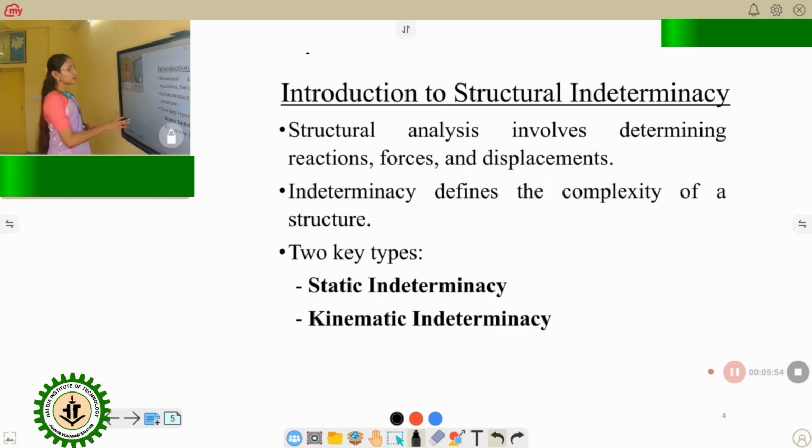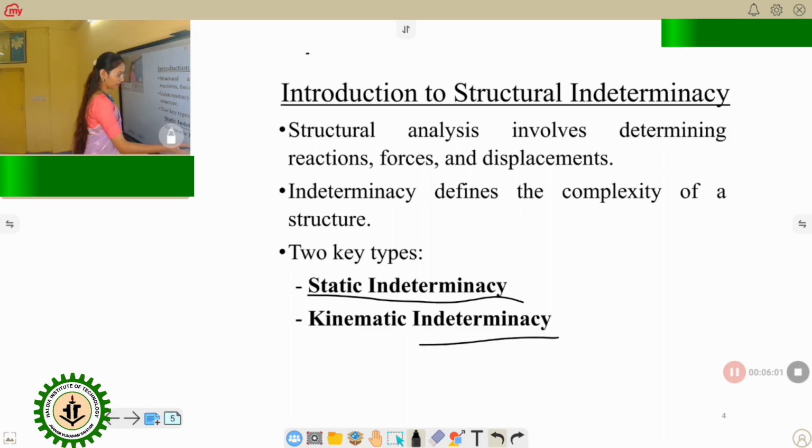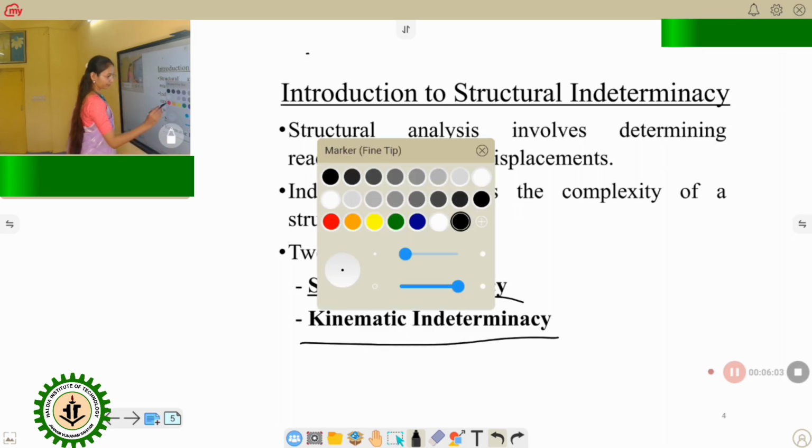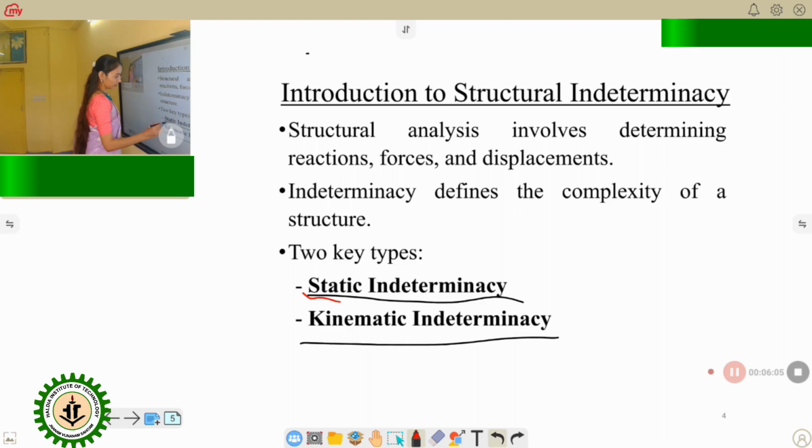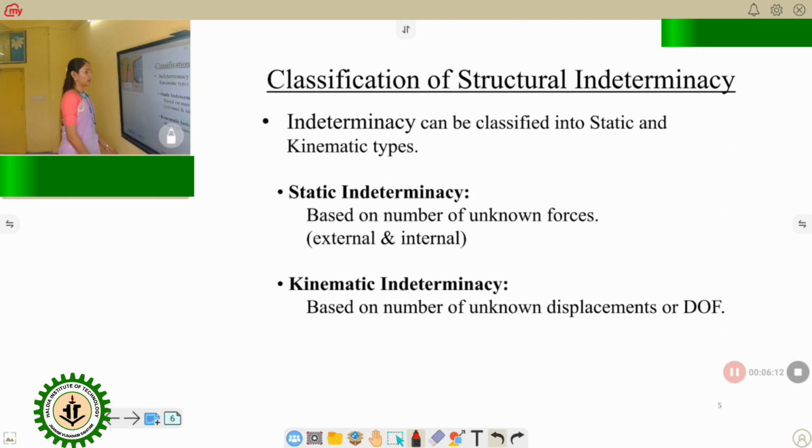Mainly, indeterminacy has been divided into two types, that is static indeterminacy and kinematic indeterminacy. So, these two types are, one is static and the second is kinematic. Now, what are these two? We will learn next.